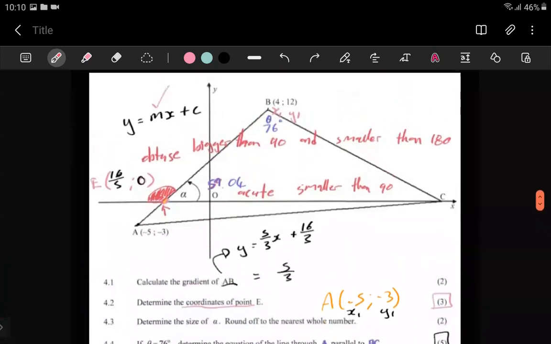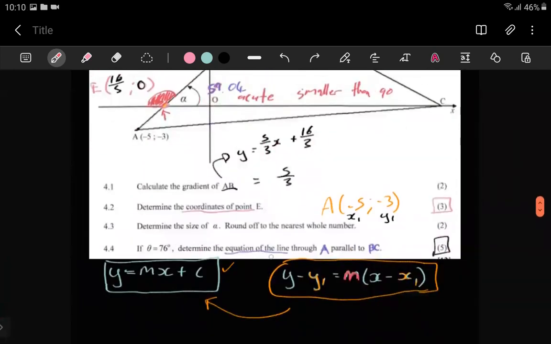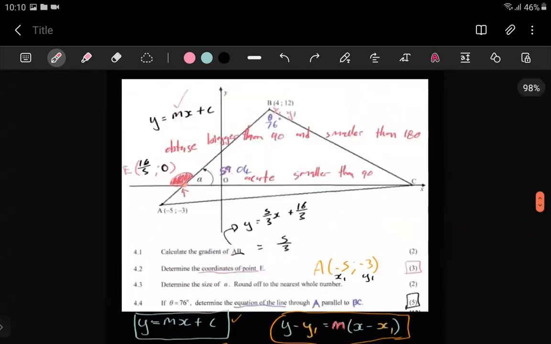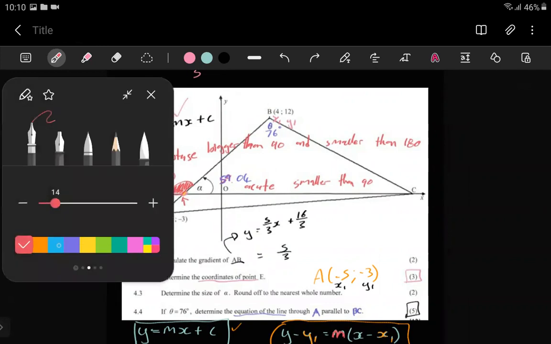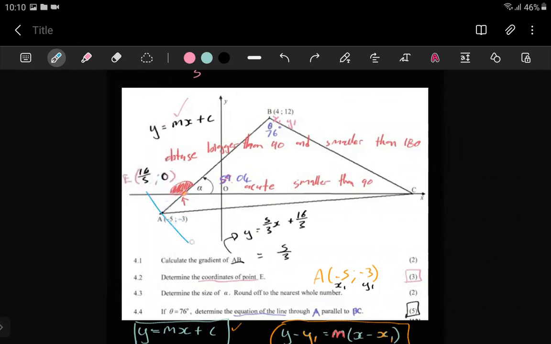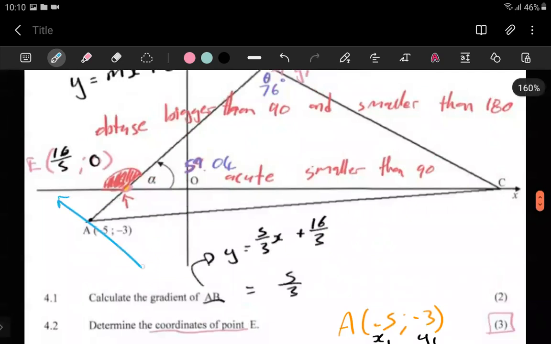So even if you want to visualize it, they said we are talking about a line that passes through A parallel to BC. BC is this line here. So the line we're talking about would be down here, looking like that. Let me just make it a bit more clear. This is the line they are referring to. We need to get the equation of this line here.